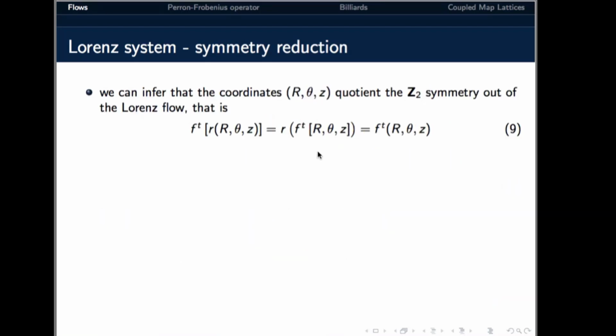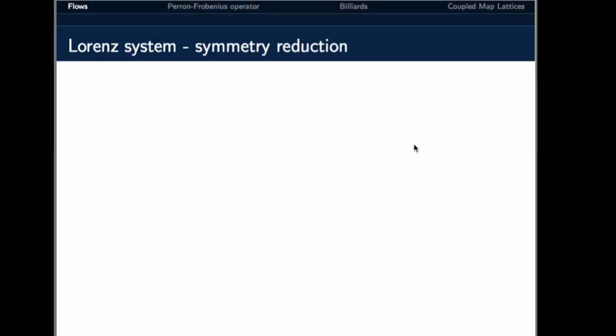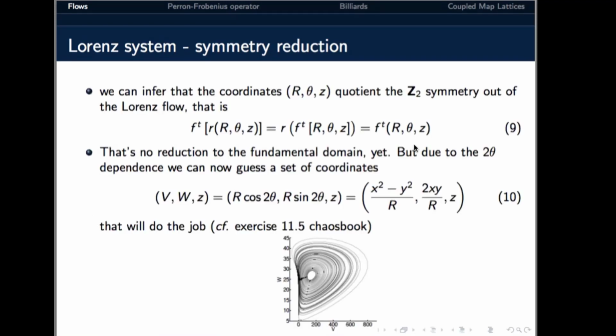So we can infer that the coordinates act as a quotient of the Z2 symmetry out of the Lorenz flow, which means that r of Ft of r, theta and z equals Ft of r, theta and z. So it's not only equivariant, but it's also invariant. However, that's not yet the fundamental domain.